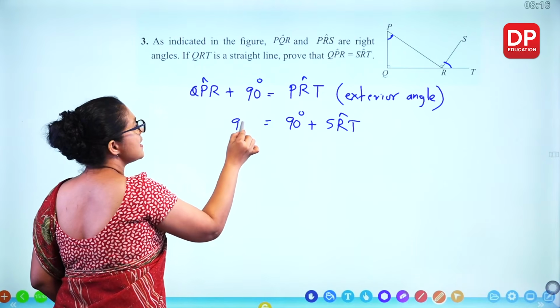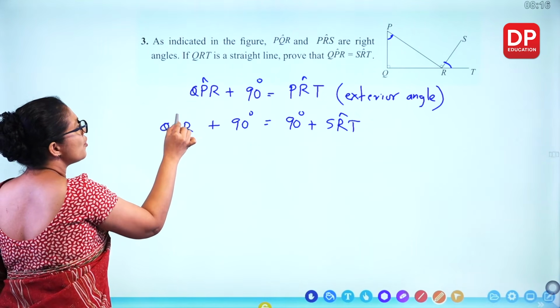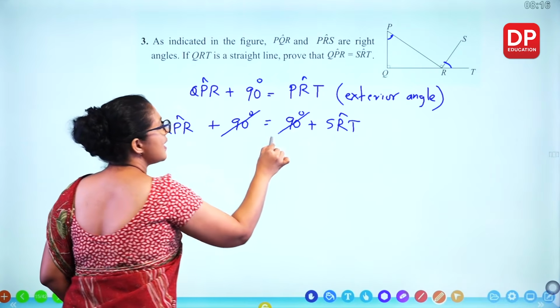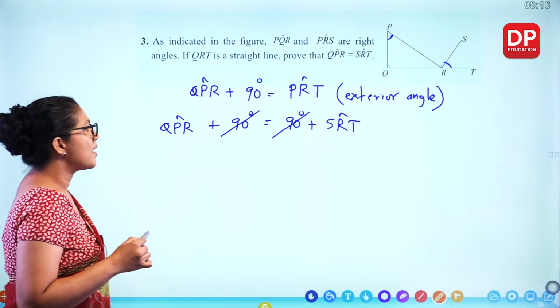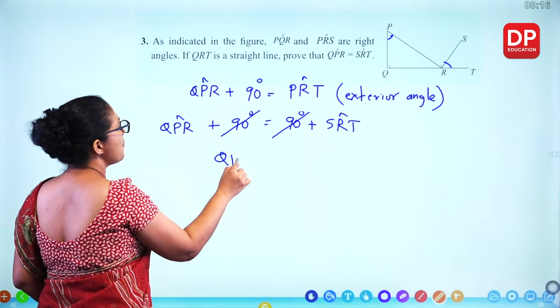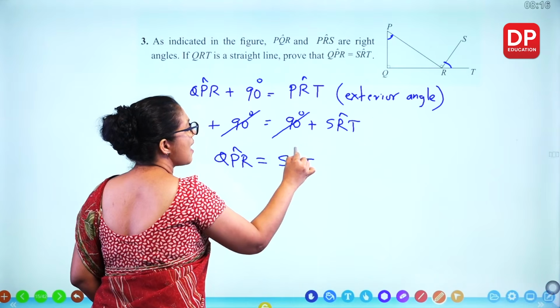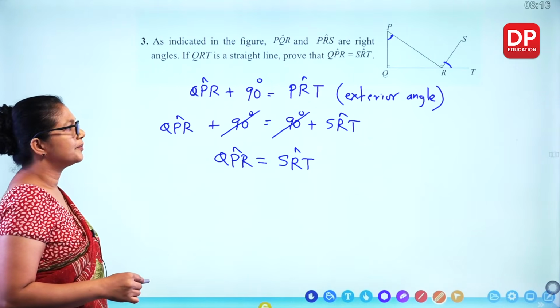Now what can we see? When you add 90 to both sides, I can see this one get cancelled out. Then what I can see, QPR angle is same as SRT angle.